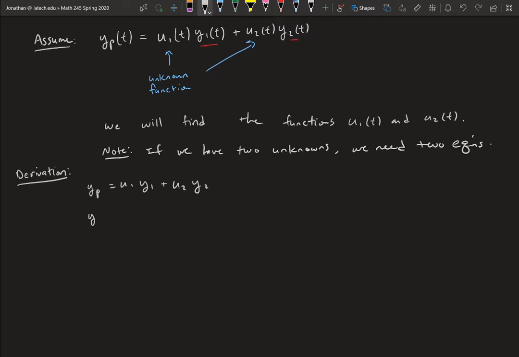So yp prime will be equal to, well, that's actually two products of functions of t added together. So if I'm going to differentiate, I have to do a product rule for both the u1 y1 product and the u2 y2 product. So that's going to be u1 prime y1 plus u1 y1 prime plus u2 prime y2 plus u2 y2 prime.